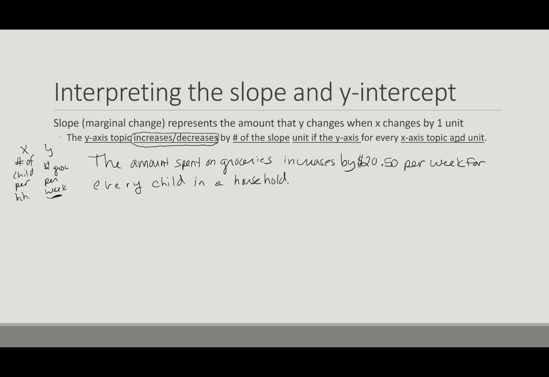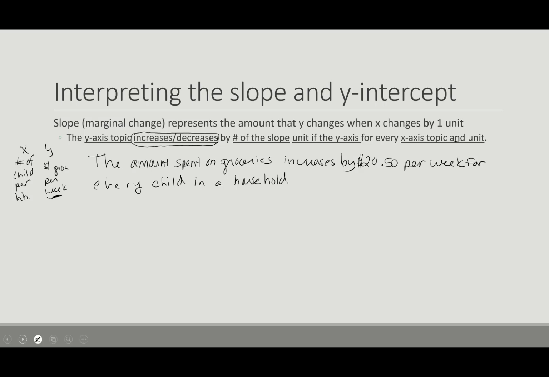Again, this is not the only way to write this particular phrase. You could say the amount spent on groceries per week per child increases by $20.50. So there's different ways that you can word this, but you always want to make sure that you have all of the pieces in there somewhere, like how I had first missed that it was per week that we were measuring this and had to go back and modify it.